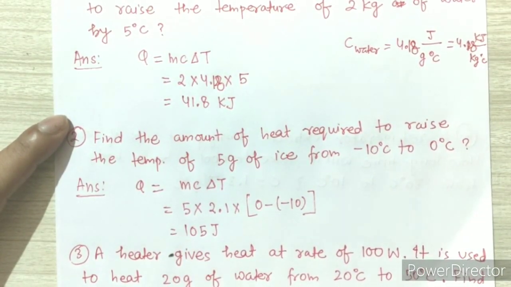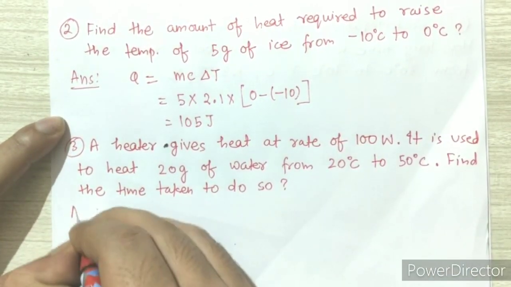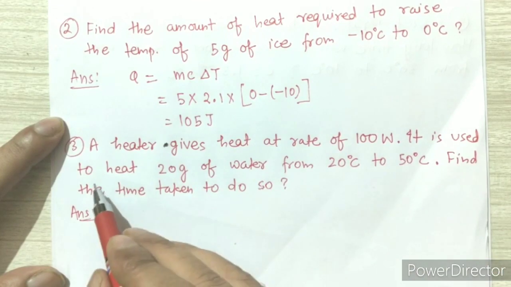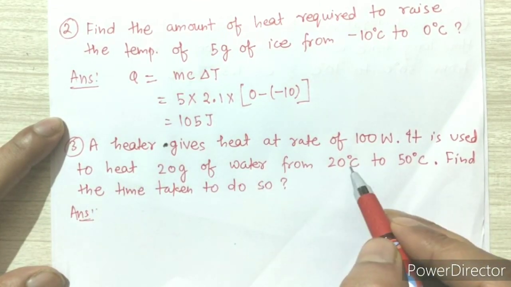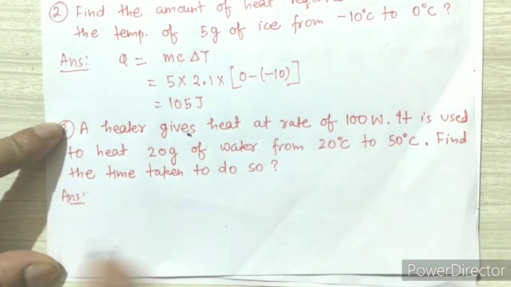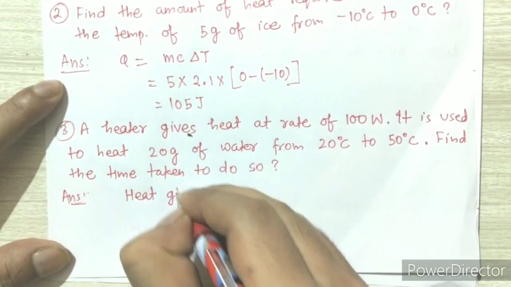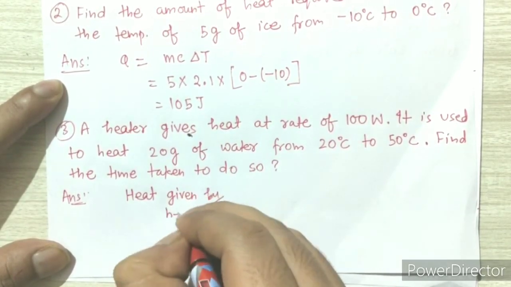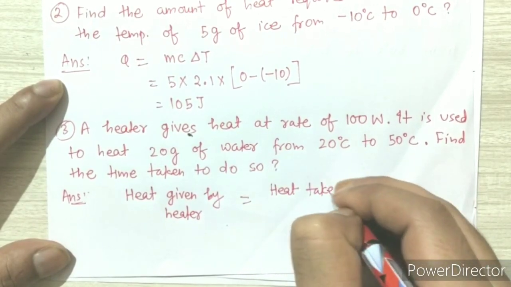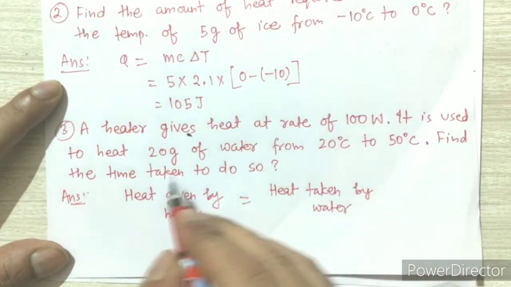Now let's see the next question. A heater gives heat at a rate of 100 watt. It is used to heat 20 gram of water from 20 degrees Celsius to 50 degrees Celsius. Find the time taken to do so. By energy conservation, we can say that whatever heat is given by the heater will be equal to the heat taken or absorbed by water. This we can write from energy conservation.